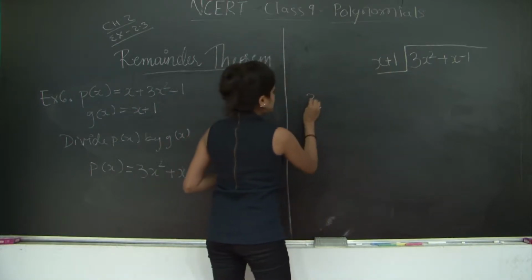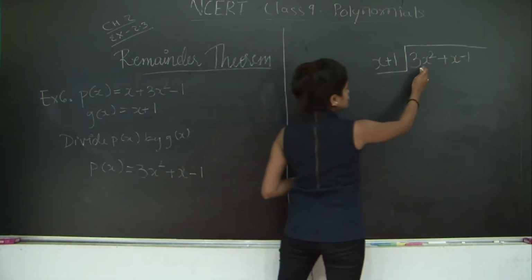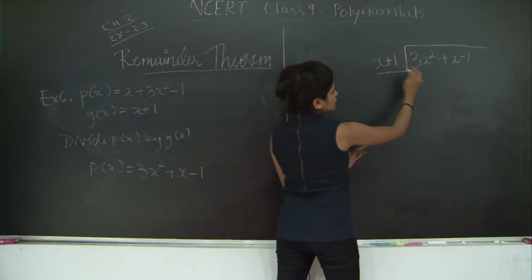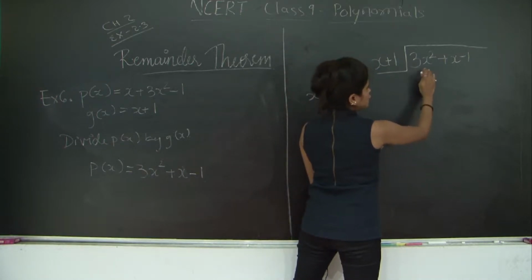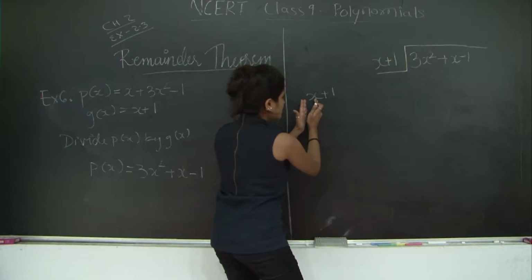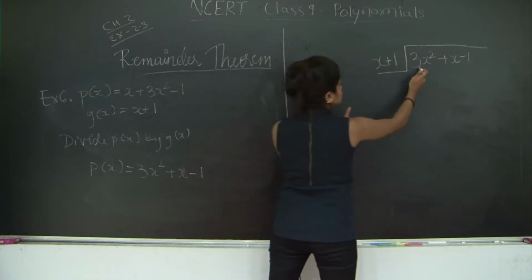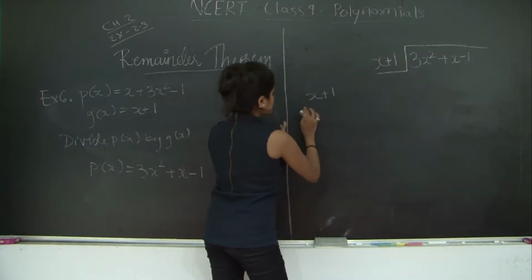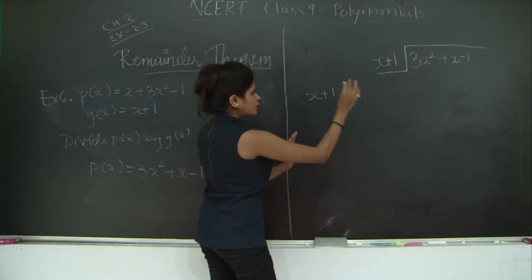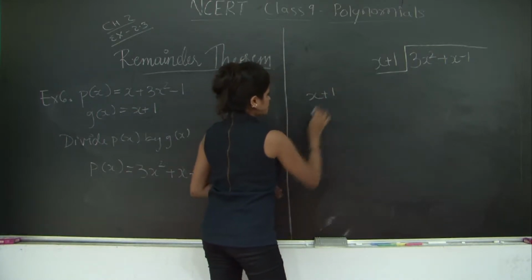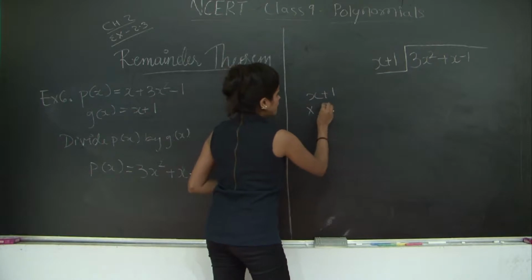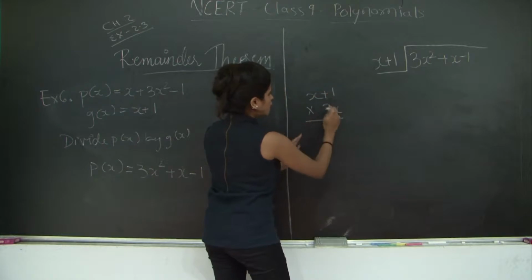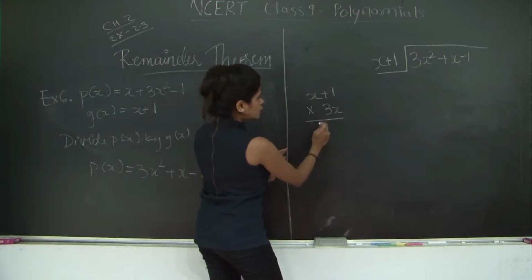So now I have x + 1 as my divisor and the first term here is 3x². Although you will be looking at this as two terms, when you look at the dividend, you're just going to look at the first term. So what will you multiply x + 1 with to get 3x²? Since you're looking at the first term, you just need to consider how you will get 3x² using this term. Let's say I multiply it with 3x. See here, 3x into x is going to give you 3x².